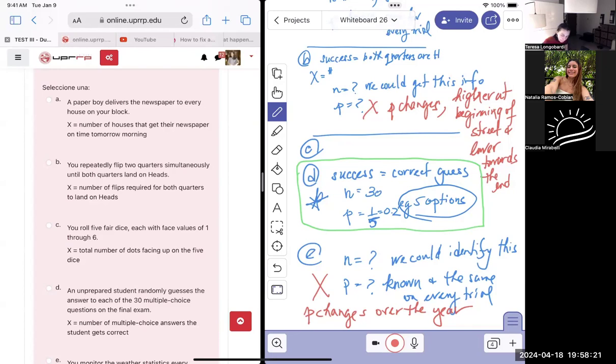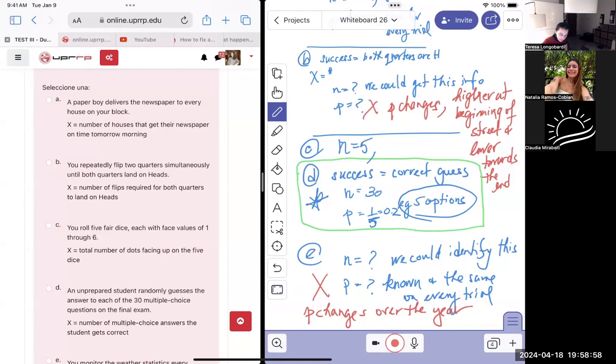With C, the problem is that even if we call n 5, we're going to treat every dice as a different trial. The problem is that we have not defined our success very well, because we should be counting the number of successes. We have not defined what a success is exactly.